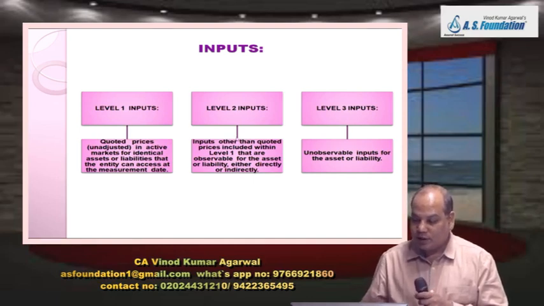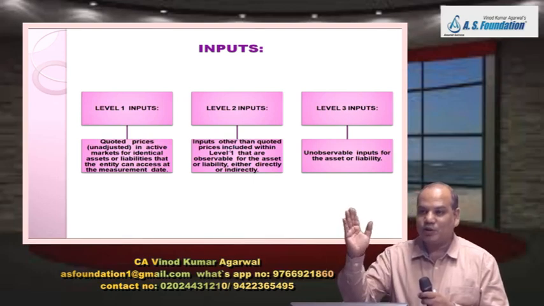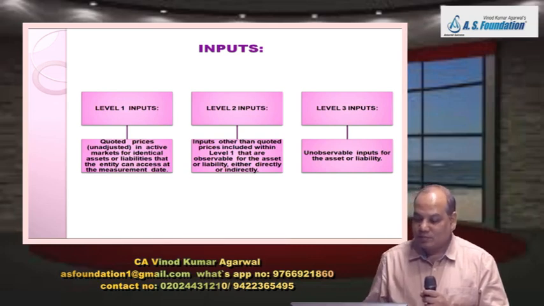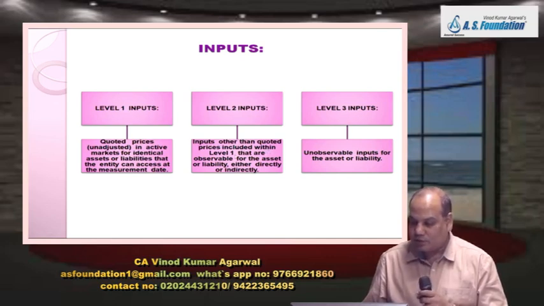Like there are some shares whose trading may take place once in 3 months. So that is also traded in the market, but not actively traded. So that will be called input other than quoted price included within level 1, that are observable for the asset and liabilities either directly or indirectly.